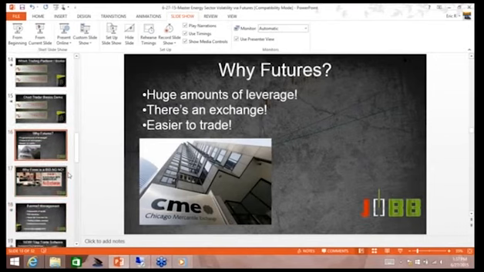So why futures? Okay, the reason why we trade futures is because there's huge amounts of leverage, there's an exchange, and in my opinion, it's easier to trade.